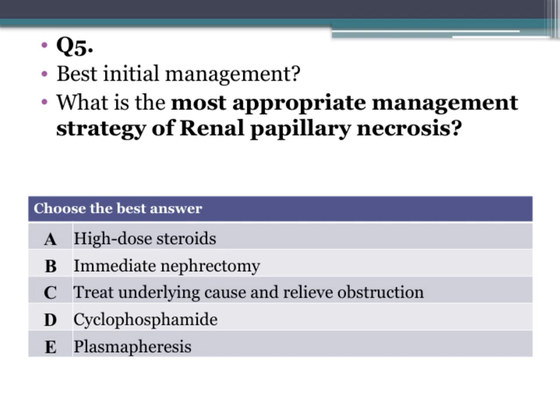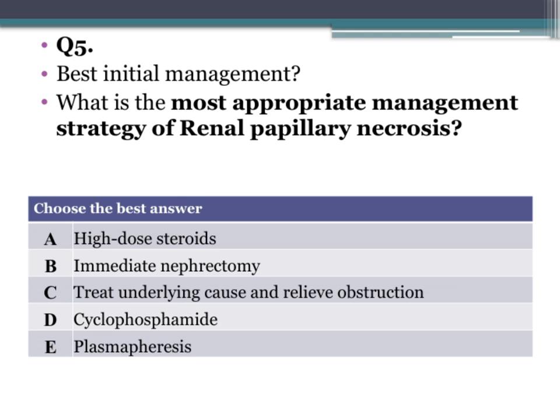All right, let's look at the key question here. What's the best initial management for renal papillary necrosis? As you see on the slide, we have several options: high-dose steroids, immediate nephrectomy, treating the underlying cause and relieving obstruction, cyclophosphamide, and plasmapheresis. It's important to understand that the primary goal in managing renal papillary necrosis is to address the underlying cause, whether that's an infection, analgesic abuse, or another underlying condition, and to relieve any obstruction if present.